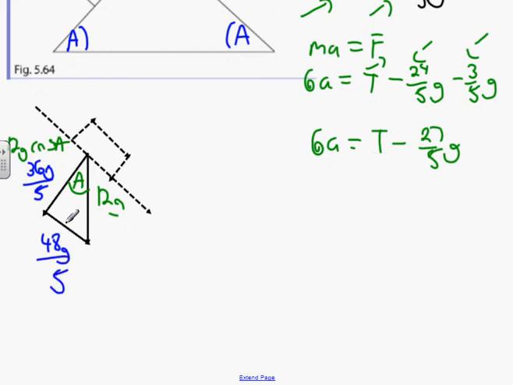Okay, going down, going up. Now, like the last question, it has a reaction force supporting it from the slope of the plane. We'll call it S this time. S is the same thing as R, except a different letter needs to be used because it's a different particle, okay? So S equals 36G over 5.